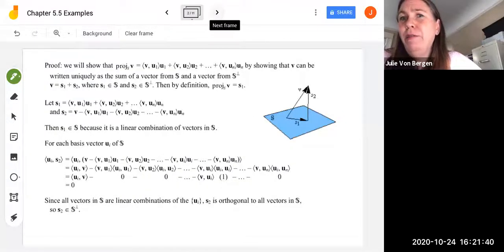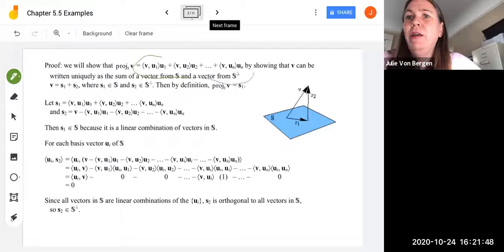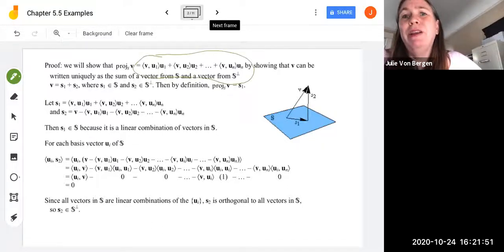So here is the outline of the proof. We will show the projection of v onto S from this formula by showing that v can be written uniquely as the sum of a vector from S and a vector from the orthogonal complement to S, or S perp for short. v can be broken up then into s1 plus s2, where s1 belongs to the subspace S, and s2 belongs to the orthogonal complement of the subspace, S perp. So then by definition, the projection of v onto S equals s1.